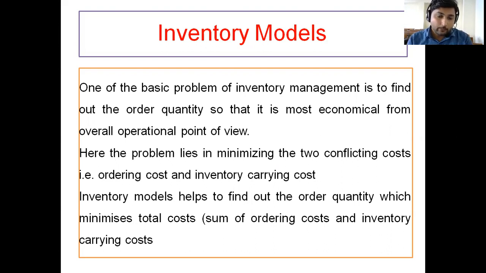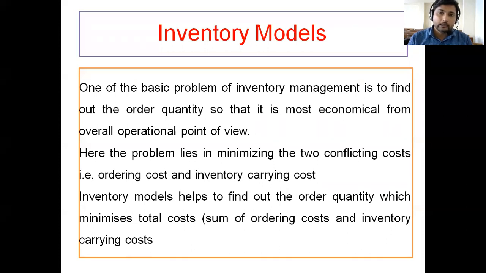cost. Inventory models help to find out the order quantity which minimizes total cost. Total cost is the sum of ordering cost and inventory carrying cost. So in simple language, we can say that inventory models will help you to reduce the annual total inventory cost, which consists of ordering cost and inventory carrying cost.